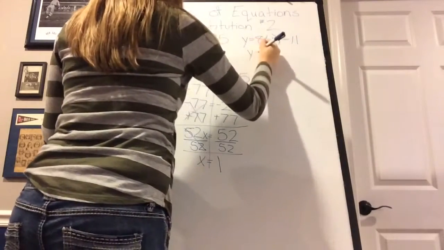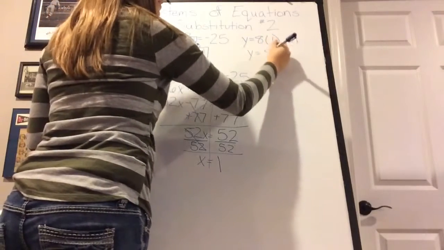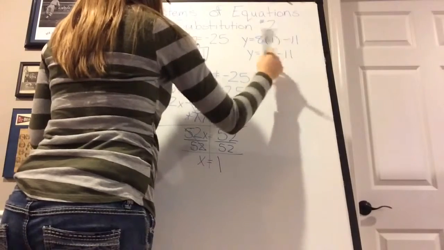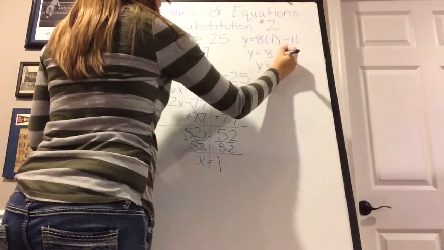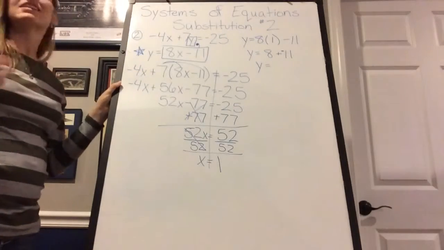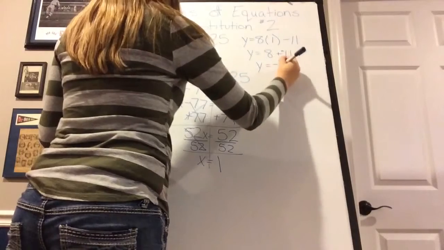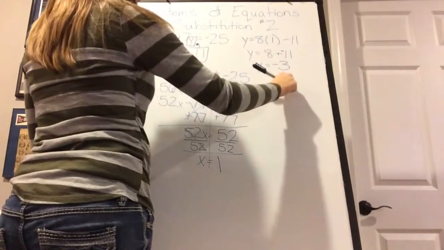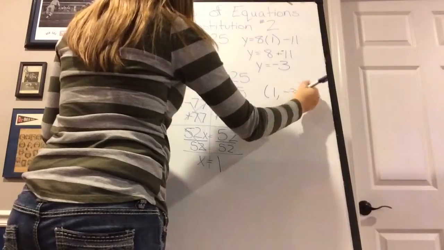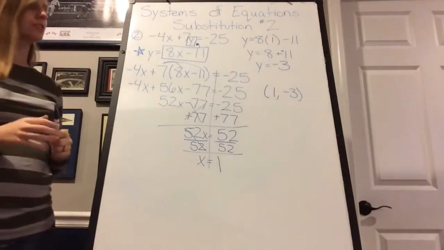So y equals 8 times 1, do the multiplication, we get 8, bring down the minus 11. So 8 minus 11, I can change that to adding the opposite, 8 plus negative 11. The signs are different, so I subtract, and I keep the sign of the bigger number, so it's going to be negative 3. So my solution for number 2 is 1 comma negative 3. Always put that x term first and then y.